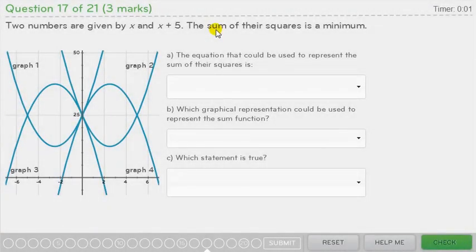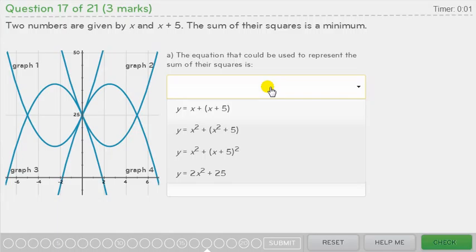In this question, you're being asked to add the sum of the squares of the two numbers given by x and x plus 5. So the sum of their squares means that we're going to add up their squares. So the square of x is x squared, and the square of x plus 5 will be x plus 5 all squared. So let's see if we can go and find that. x squared plus (x plus 5) all squared.